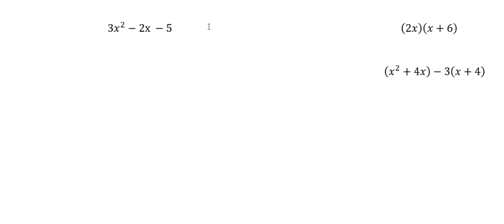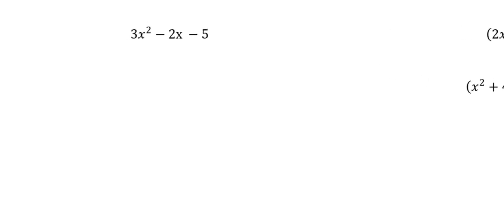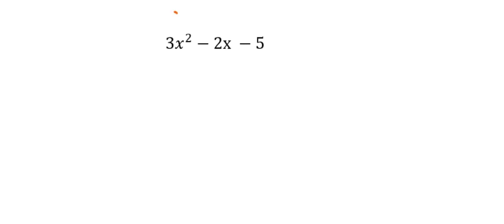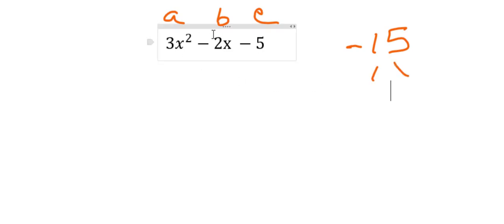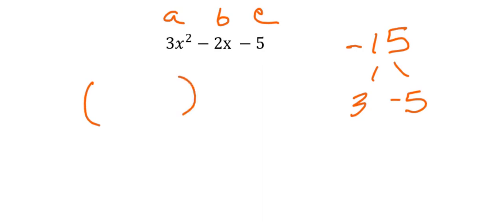All right, let me grab a pencil here. Let's get started with the first one: 3x squared minus 2x minus 5. Now, in previous videos, I told you that this coefficient was a, this coefficient was b, and this constant was c. So I'm going to start this off by multiplying a times c, which gives me negative 15. Now I need two factors of negative 15 that are going to add up to my middle number, which is negative 2. So 3 times negative 5. 3 times negative 5 gives me negative 15, and if I add them up, they give me negative 2. So let's set them up.